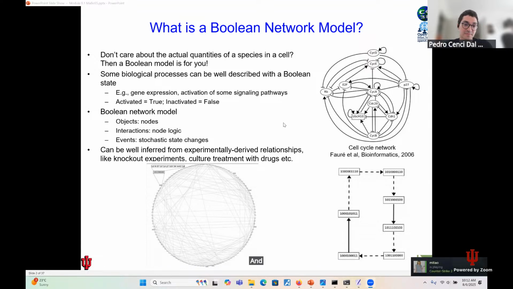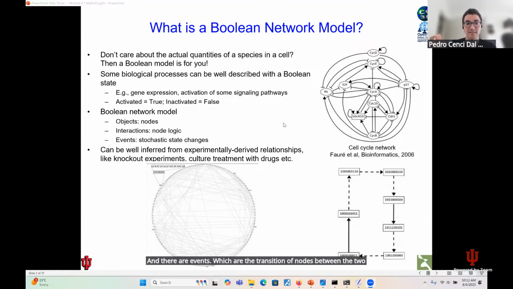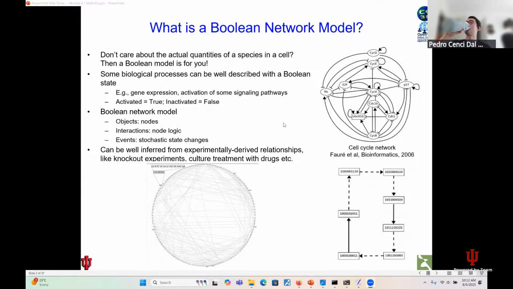And there are events, which are the transition of nodes between the two states they can be at. So from up to down or from down to up, these are the events that happen in this network. These changes are stochastic, and I will explain a bit how exactly that happens. All these behaviors and interactions can be inferred from experiments. So, for example, knockout experiments and treating a cell culture with a drug can inform you what are the relationships between these nodes.